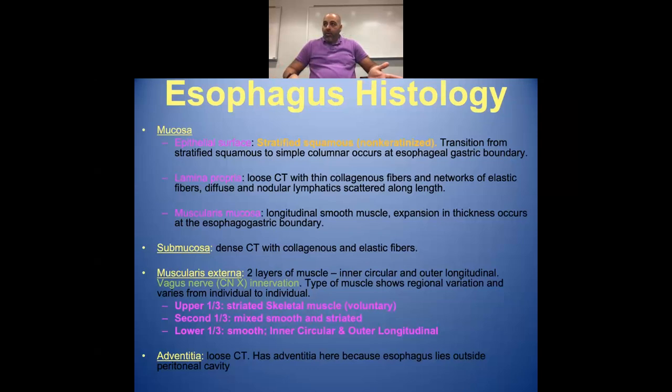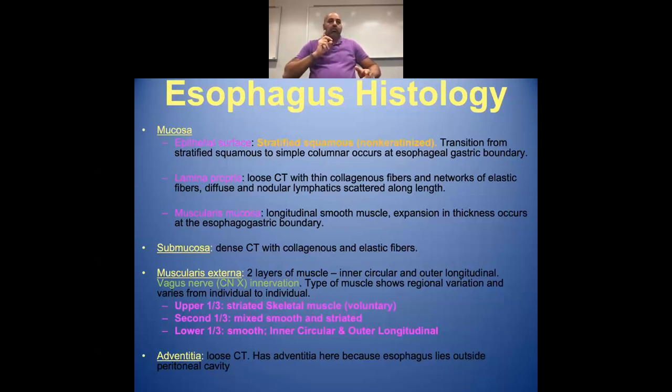So here, it's just carrying food and passing it through. So it's going to get abrasion. So we should see stratified squamous. Okay? Lamina propria is lamina propria. Nothing special there. Muscularis mucosa, it's muscularis mucosa. That's always the same. There's nothing unique there. Submucosa, nothing special there. They should add in that there's blood vessels, but nothing special.